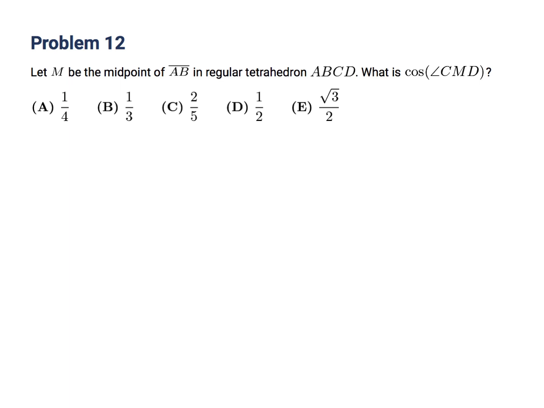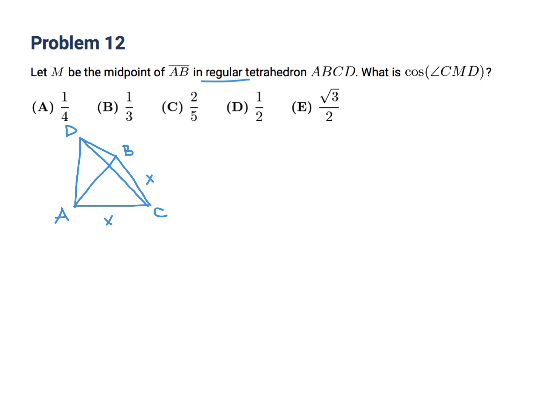Let M be the midpoint of AB in the regular tetrahedron ABCD. What is the cos of angle CMD? All right, so let's first attempt to draw a regular tetrahedron, and then we'll take it from there. Okay, so something like this, right? Here's your regular tetrahedron. Regular just means that all the sides are the same. So I'll just label this ABC, and then we'll call that one D, and then we'll call the side length X.